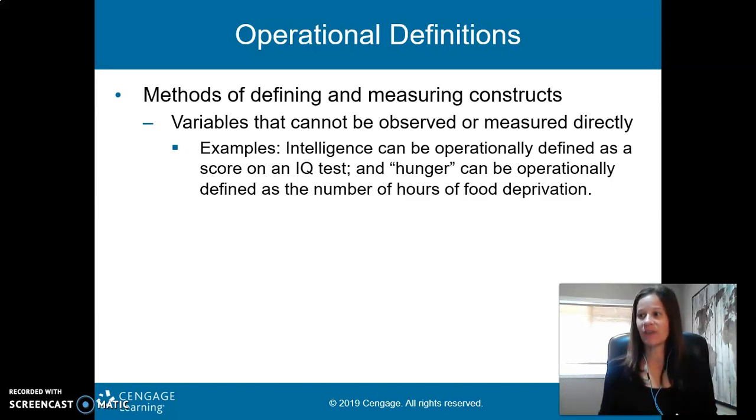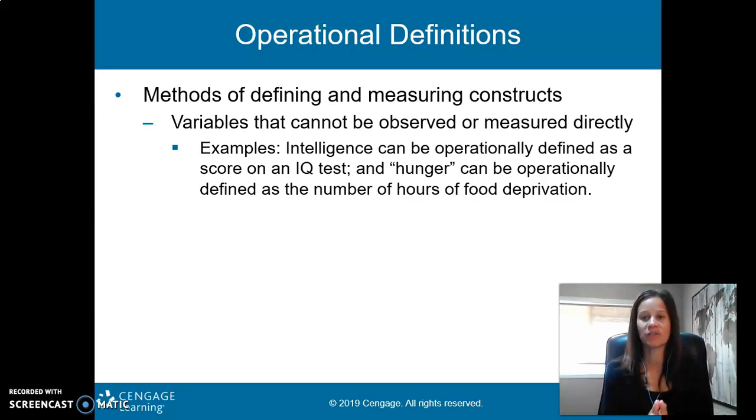An operational definition is a procedure for indirectly measuring and defining a variable that cannot be easily observed or measured directly. So, for instance, intelligence can be operationally defined as a score on an IQ test. Because we have IQ tests, we can use an IQ test to try and measure intelligence. Hunger can be operationally defined as the number of hours of food deprivation. Now, obviously, if you ask people to fast for 10 hours, one person might be way more hungry than another person, but we would say that they're all ravenous or starving, because we assume that after 10 hours of not eating, somebody would be pretty hungry.